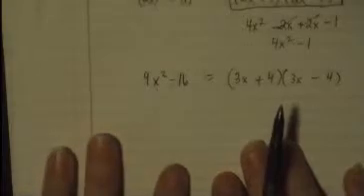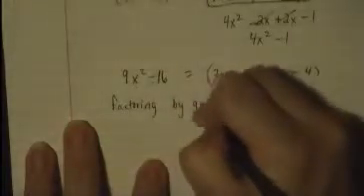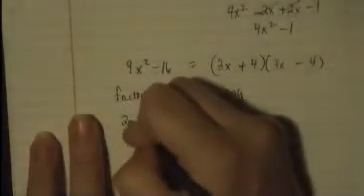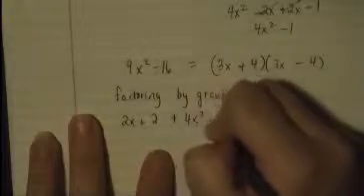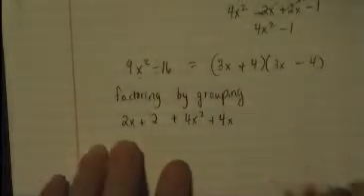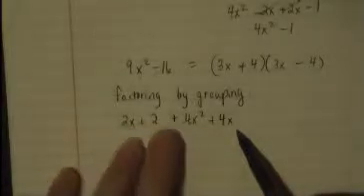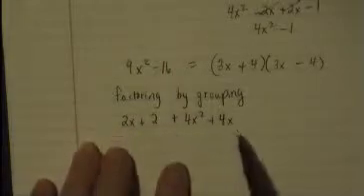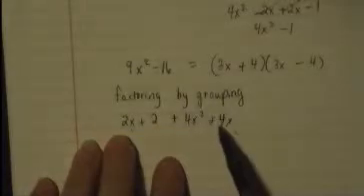Okay, factoring by grouping. Factoring by grouping means we're going to look for, here we have, 2x plus 2 plus 4x squared plus 4x. So here we have a string of terms, because this doesn't have a variable in it. And I was told to factor this by grouping. Well, I want to look for things that have common terms.